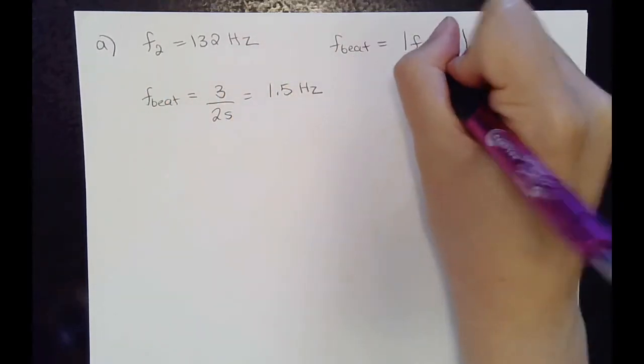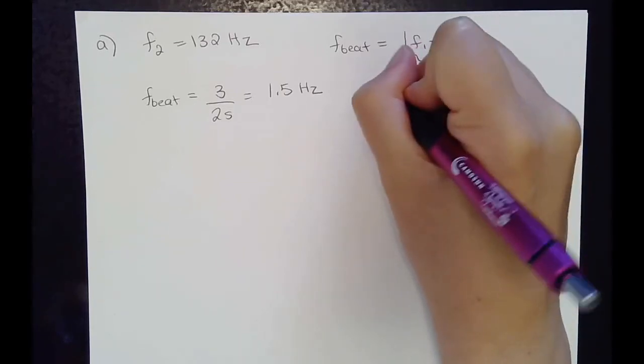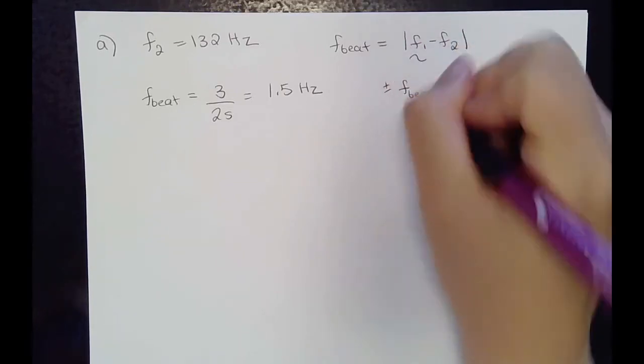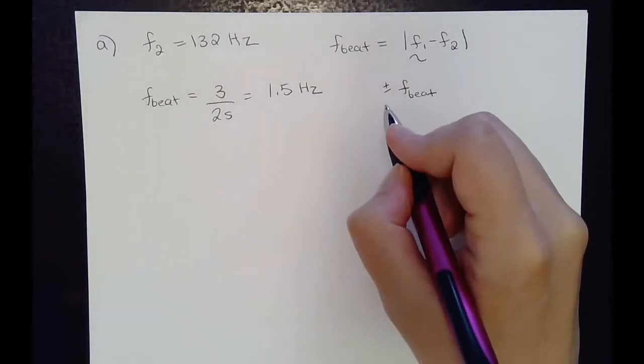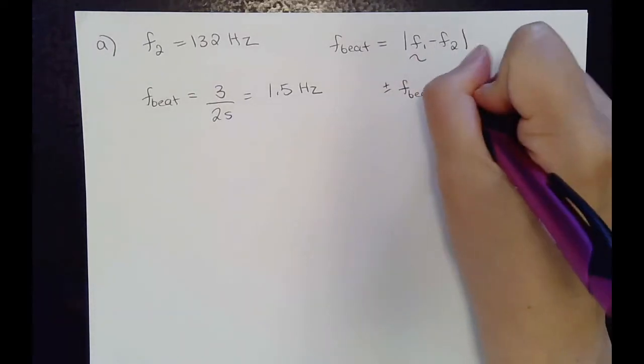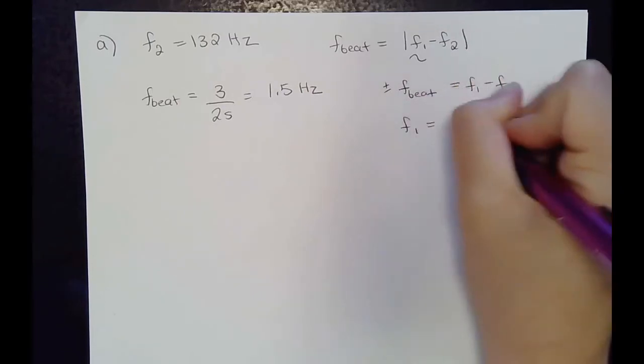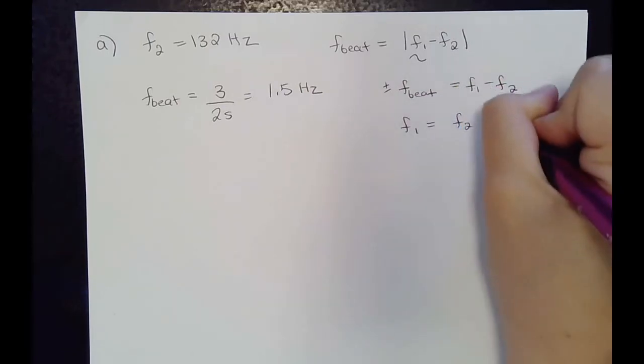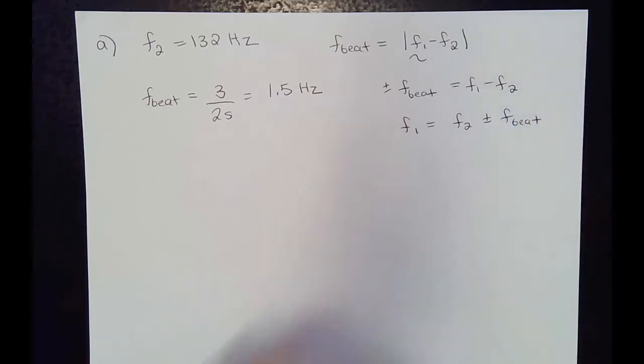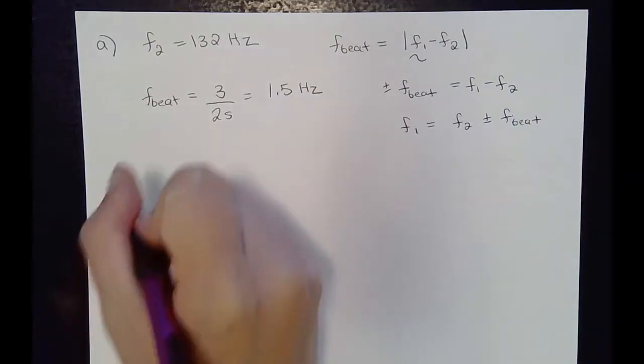Now to solve for F1 here, we need to remove those absolute value signs, and we can do that by adding plus or minus on one of the two sides. So I'll put it on F beat. Then we get F1 equals F2 plus or minus F beat. So we're going to have two options here for that untuned string.